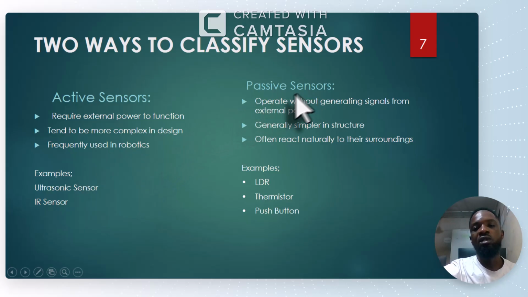Then we move to the passive sensors. Passive sensors operate without generating signals from external power. Point two, they are generally simpler in structure. And point three, they often react naturally to their surroundings. Is that okay? So these are also some examples of passive sensors. Take note, and then we move to the next session because I'll ask you one day.